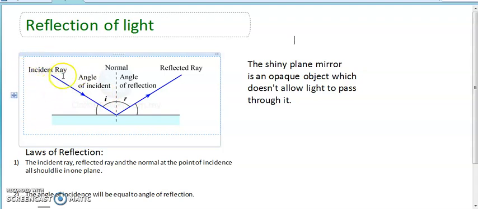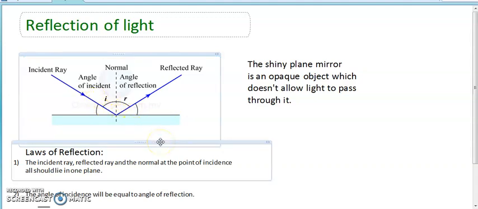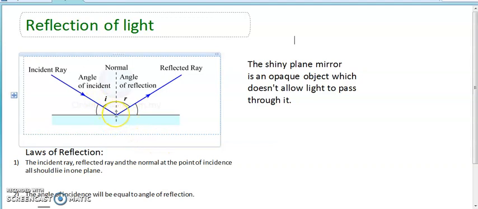And as the plain mirror is acting as an opaque object, it will not allow the light to pass through it. What is it doing? Of course, it will reflect. It will bounce back the ray. That one we are calling a reflected ray.